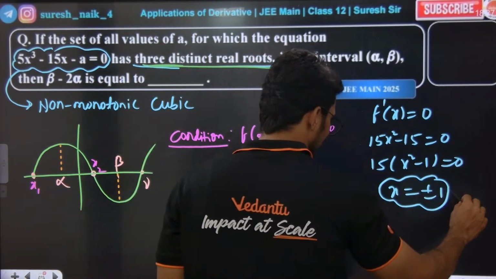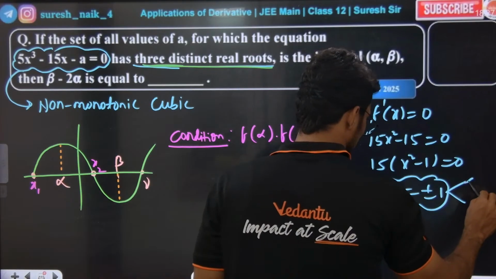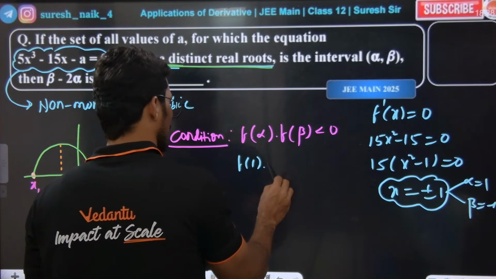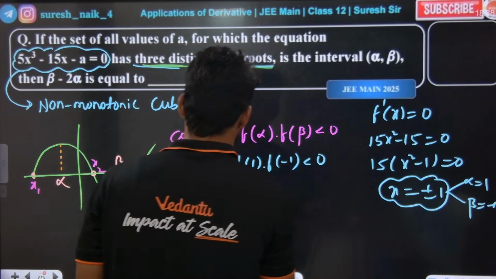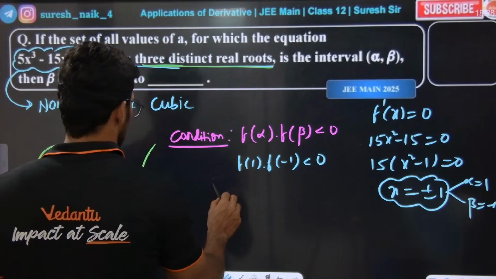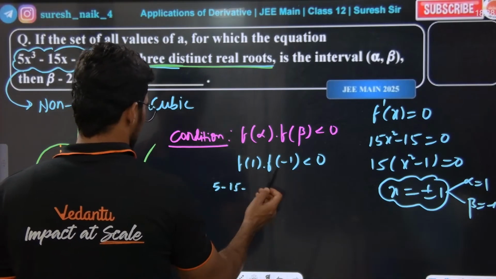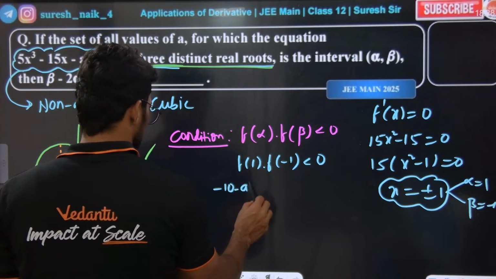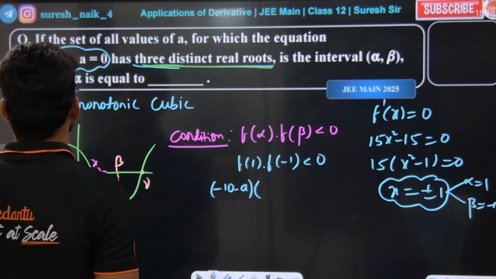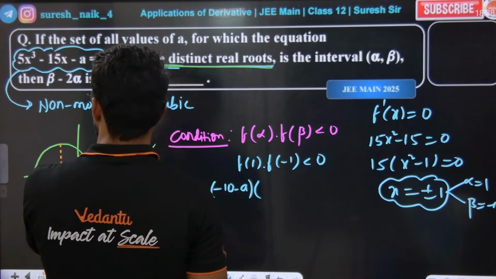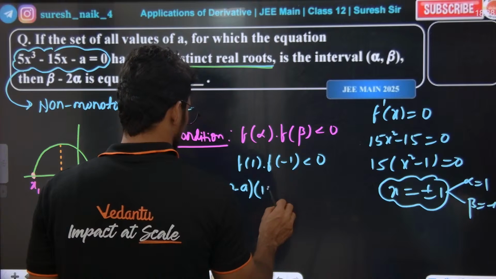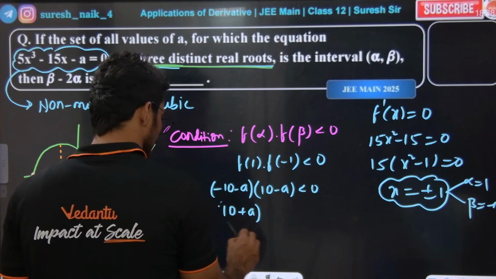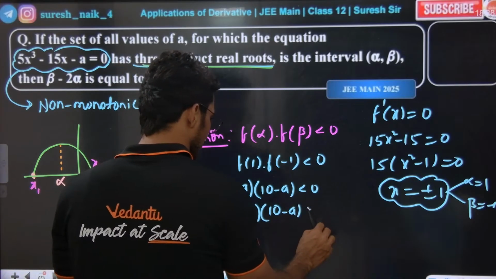What are they? Alpha and beta are the two roots. Alpha is 1, beta is minus 1. So I just need to do f of 1 into f of minus 1 less than 0. f of 1 is 5 minus 15 minus a, which is minus 10 minus a. And then f of minus 1 is minus 5 plus 15 minus a, which is 10 minus a. Less than 0. So 10 plus a into 10 minus a greater than 0.